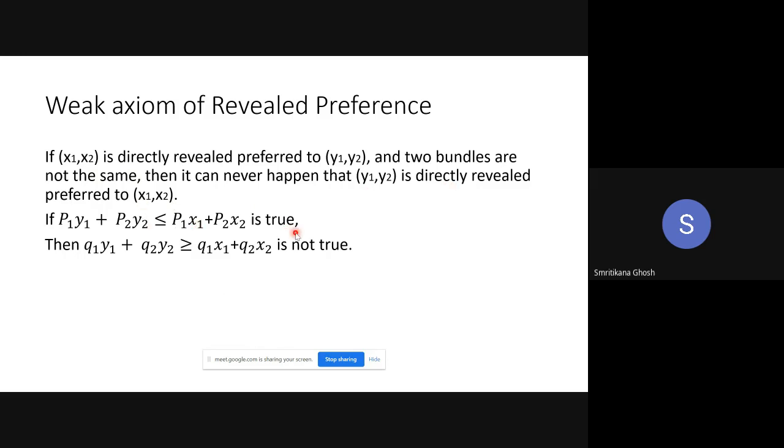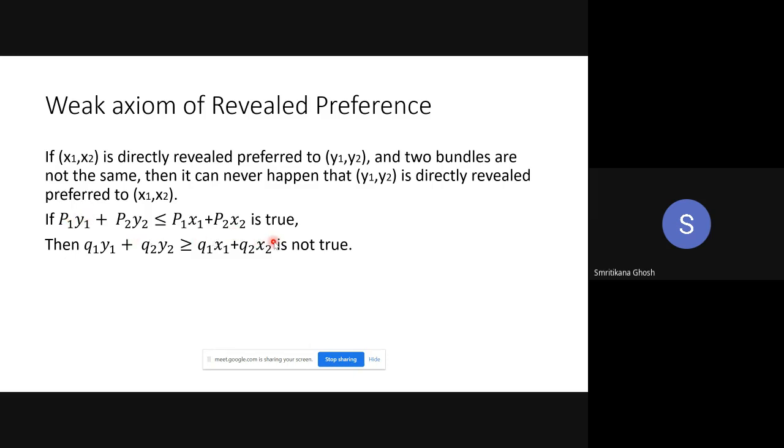In the mathematical form, the axiom is here. If P1 Y1 plus P2 Y2 is less than or equal to P1 X1 plus P2 X2, that means given the prices P1, P2, the Y1, Y2 combination is below your budget line and X1, X2 is on your budget line. Only then is this inequality true. And given this, from our last class, we know x1, x2 is directly revealed preferred to y1, y2, as x1, x2 is on the budget line and y1, y2 is below the budget line.